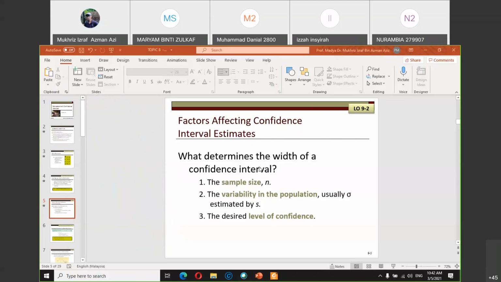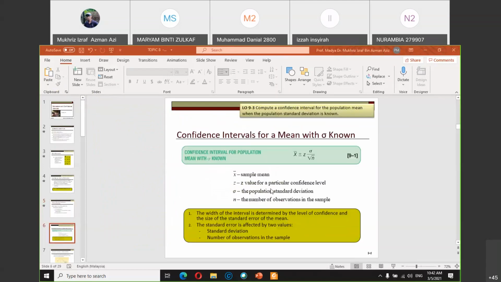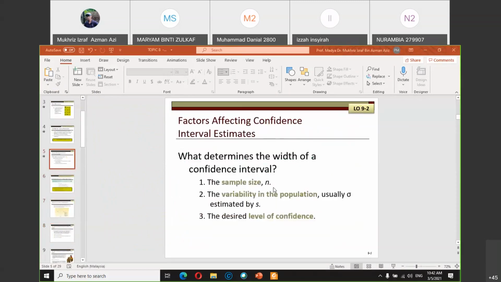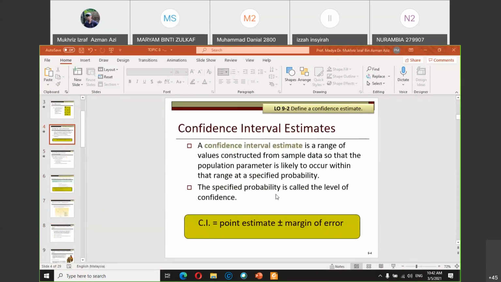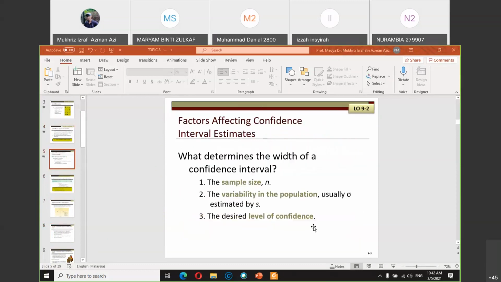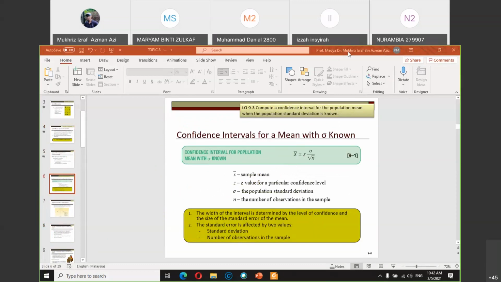So the sample size, the value of sigma, which is estimated by the sample standard deviation, and the degree of confidence. Recall just now the formula is point estimate, which is the x bar, plus minus the margin of error. The margin of error is this part here. First we start with sigma known. Recall just now when I said sigma known, meaning that the sigma is taken from the population. So we are going to use the Z distribution. This component that you see, Z multiplied by sigma over the square root of n. Z represents the Z distribution.